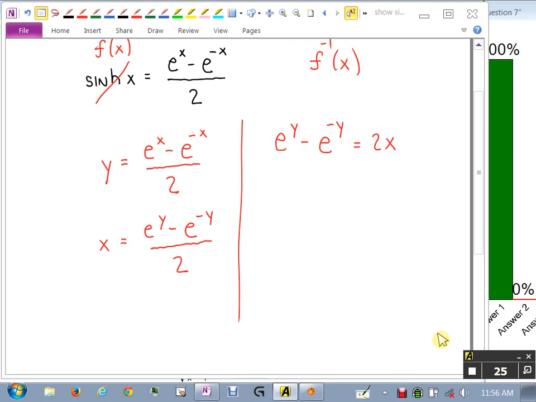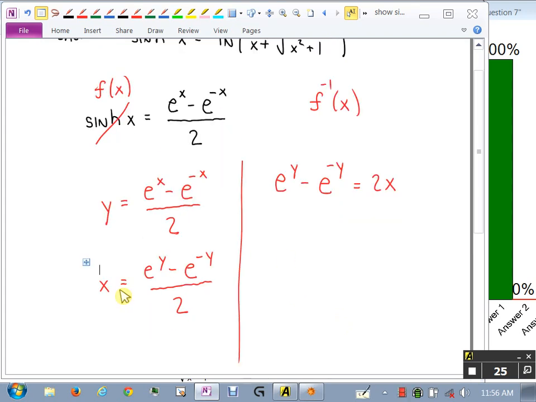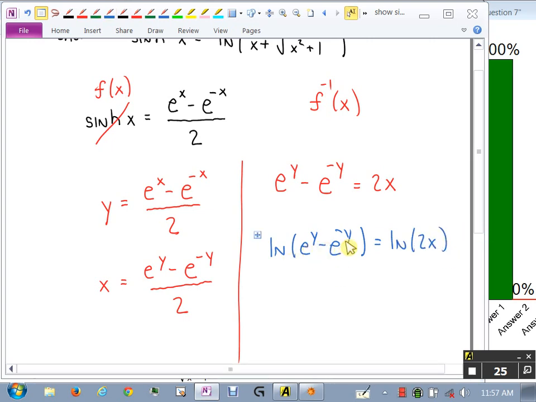Does anybody have any idea of what to do now to try and get y by itself? Natural log, you're thinking natural log, right? Especially because you know that we're supposed to get a natural log over here, right? But we run into a little bit of an issue because if you do this, don't write this down, if you try and take the natural log right now on both sides, the problem you have is that natural log of this, you cannot break this down.